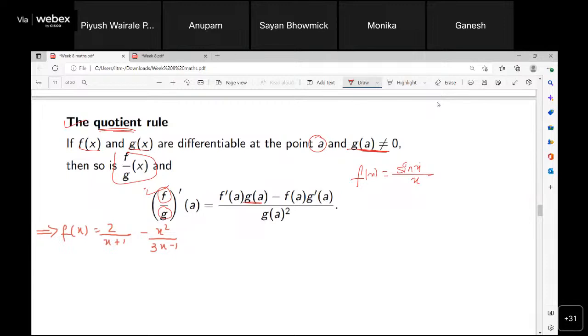So the derivative of f of x here will be: keep the denominator as it is, times the derivative of the numerator, that is cos x, minus the numerator as it is, that is sin x, times the derivative of the denominator, that is x, which is 1, divided by the square of the denominator, that is x square. This is the derivative of this particular thing. Now just try to find the derivative of this particular function f dash of x.